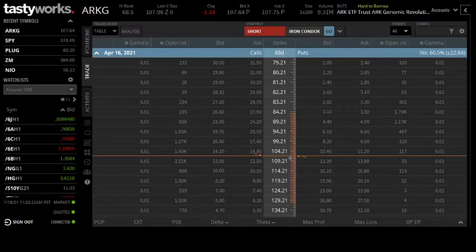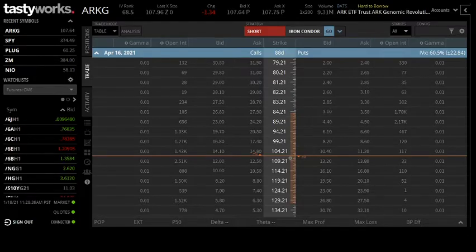ARKX, is that the space one? When does X come out? I don't know. Here, I'll even go to mine. Oops. What's the limit for this year? I don't know. For IRAs, I don't know much about them, honestly.